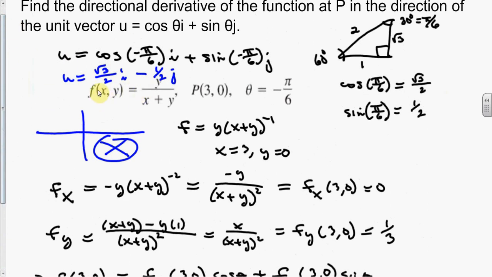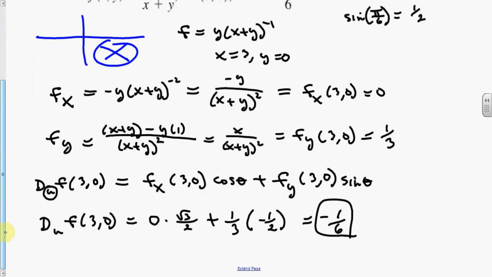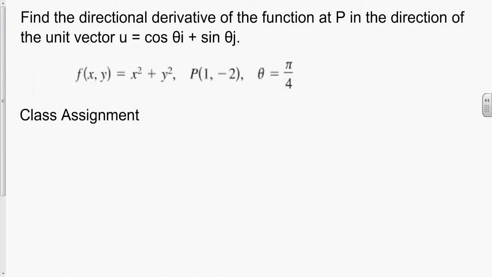So wherever they are at this function at the point 3, 0, and as they move in the direction of theta, they're traveling downward because our directional derivative is negative. Is that okay? Let me give you that one to do. See if you can get that one.